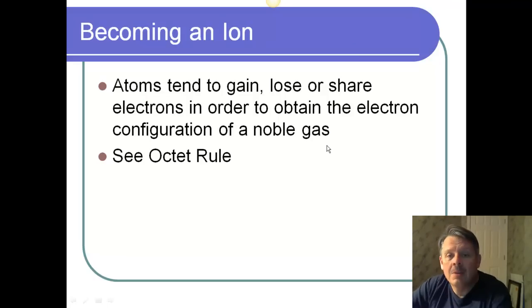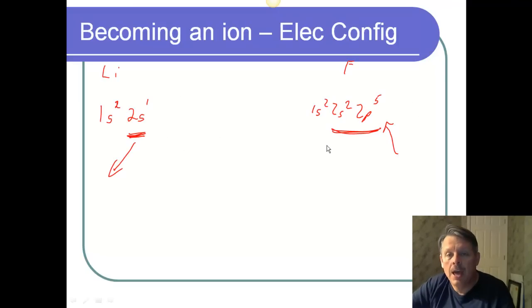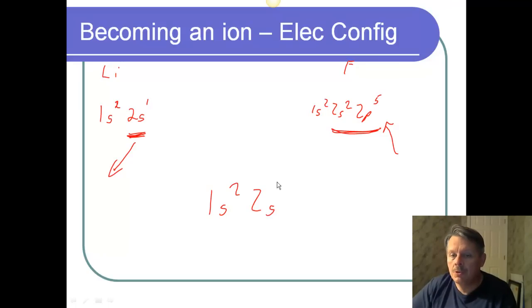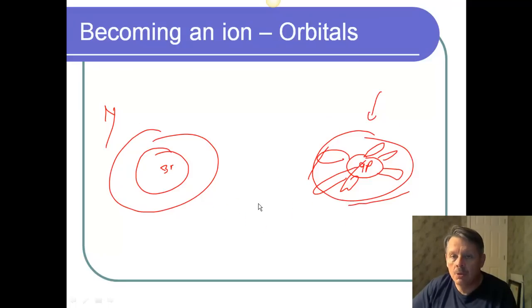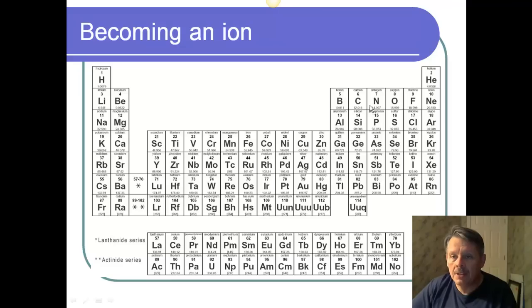Because atoms tend to gain, lose, or share electrons in order to obtain the electron configuration of a noble gas. And noble gas would be p6. Because 1s2, 2s2, and 2p6 has a total of 8 electrons in the second energy level, a total of 10 electrons total, and if we bounce back to this, we'll notice that the element that has 10 electrons is neon, which is a noble gas.